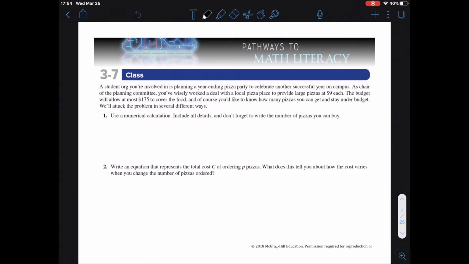So you've got $175. Each pizza is $9. We might as well just see how many times 9 goes into the 175. So if we take the $175 and divide it by $9, this is around 19.4. So at most, we can get 19 pizzas.